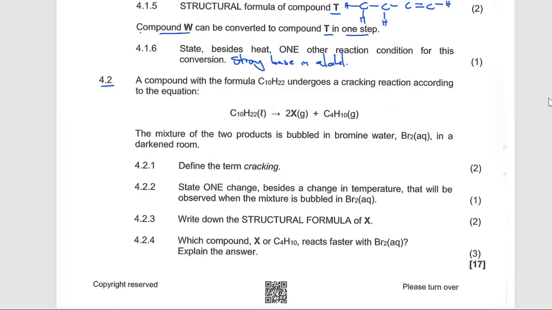So we've got that equation there. In terms of this, they're asking us about the mixture of the two products bubbled in bromine water, P.2, in a darkened room, right? So define the term cracking, right?